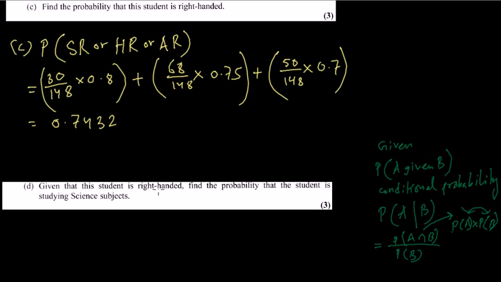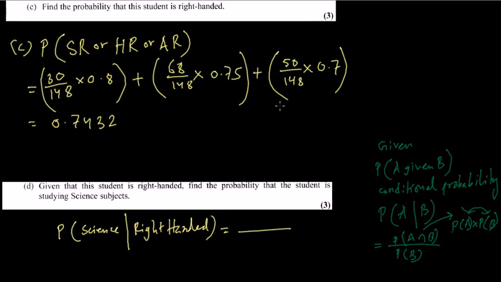So let me explain through this sum. Now they're saying find the probability that the person is studying science given that the person is right-handed. Now probability of science, let me give that vertical sign, that means given that the person is right-handed. So downstairs you can put the probability of right-handed. Now if you take the help of the previous sum, we know the probability of right-handed means science right-handed or humanity right-handed or arts right-handed, and if you add it up together it becomes 0.7432. Put that downstairs, 0.7432. Now upstairs it has to be A intersection B, meaning science and right-handed, and we had already calculated that science and right-handed means probability of science is 30 divided by 148 multiplied by the probability of being right-handed and science, that is 80%, that means into 0.8.